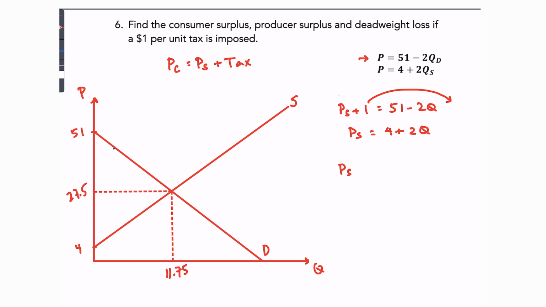So my demand equation is the supplier price equals 50 minus 2Q. I just subtracted 1 basically from this side. And using that, we're going to find our new equilibrium. So 50 minus 2Q equals 4 plus 2Q. The new quantity you should find is 11.5.